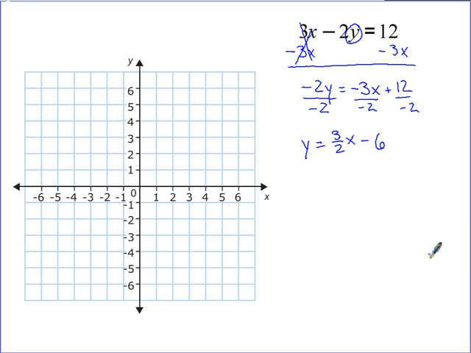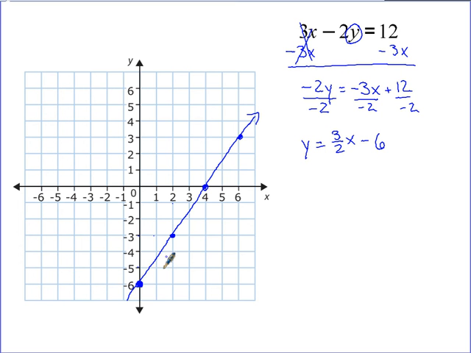Again, you have two options for graphing these. We can use the slope and y-intercept. So my first point would be at -6 on the y-axis, and then I have a slope of positive 3/2, so I'm going to go up 3 over 2. Up 3, 1, 2, 3, over 2. Up 3 over 2. And that would give me enough points to draw my line.